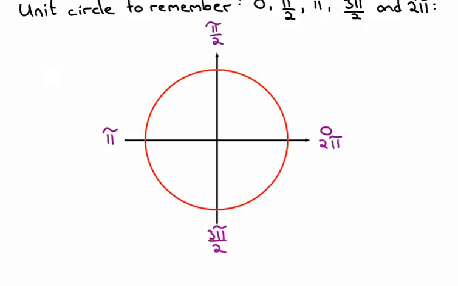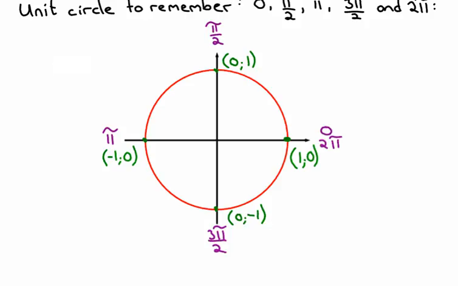Now, if this circle has a radius of 1, and I want the coordinates of that point, it will have an x value of 1, but a y value of 0. This point there will have an x value of 0 because it's on the y-axis, but a y value of 1. That point there, the distance between the origin and that point is 1, but it's on the negative side of the x-axis, so it has an x value of negative 1 and a y value of 0. And that point right there is on the negative side of the y-axis, so it has an x value of 0 and a y value of negative 1.